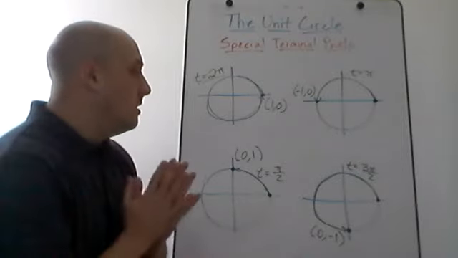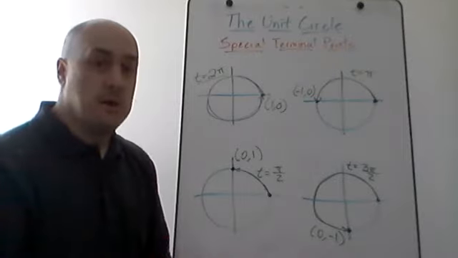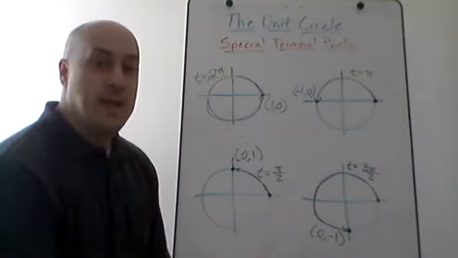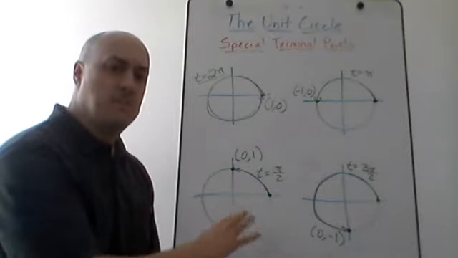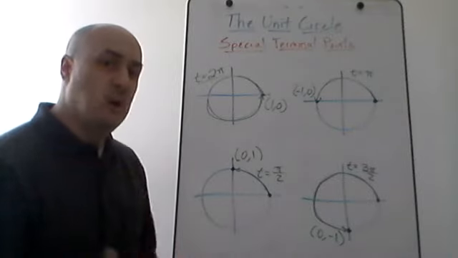All right, so those are our first 4 special terminal points. What I'm going to do now is pause this recording and erase these ones that are up here. And then I'm going to put up a couple examples where we do similar types of terminal points, and we try to figure out, given the t-value, what is the terminal point.